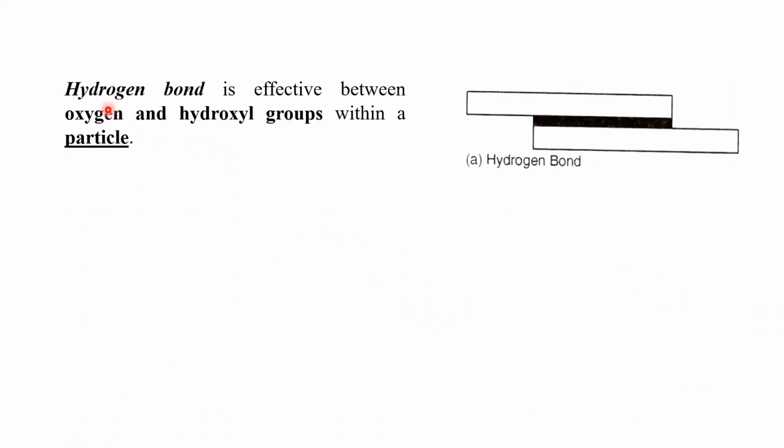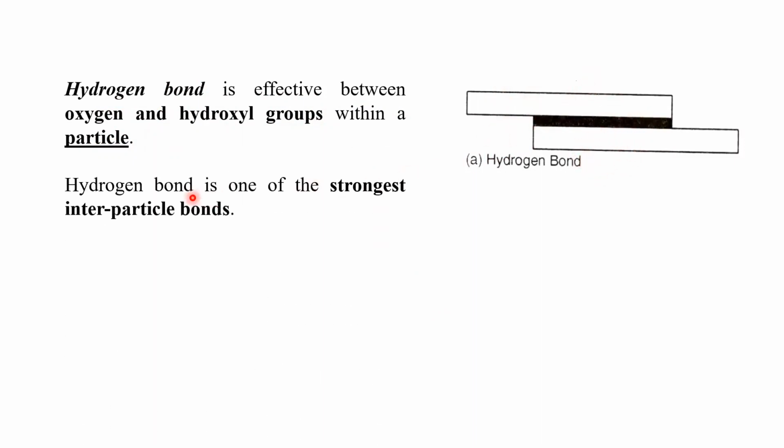Now the next bond we can see, hydrogen bond, is effective between oxygen and hydroxyl group within a particle, right? So, hydrogen bond: suppose some particle has the oxygen and the hydroxyl groups, in between them the hydrogen bonding is going to work. This bond is the strongest interparticle bond.